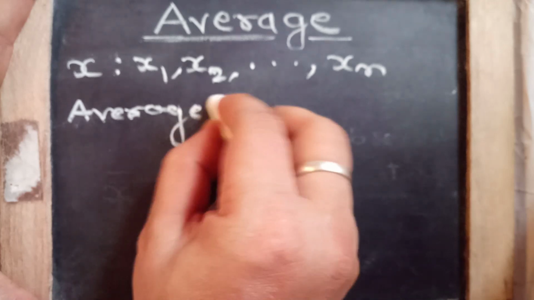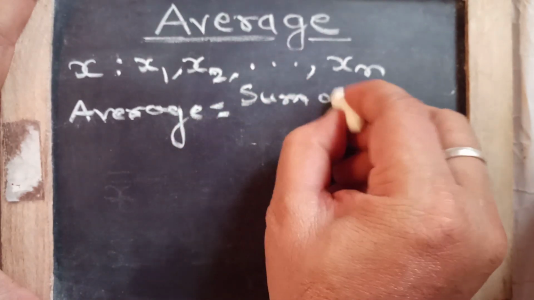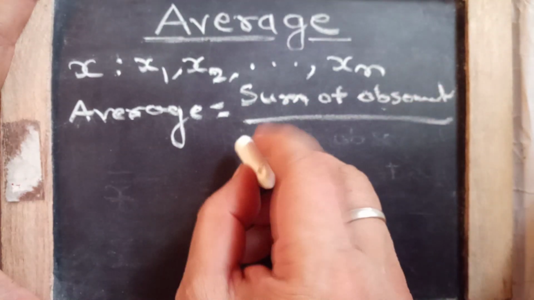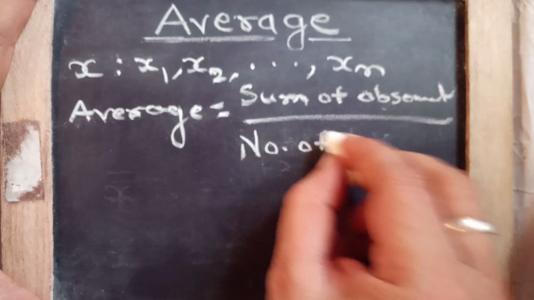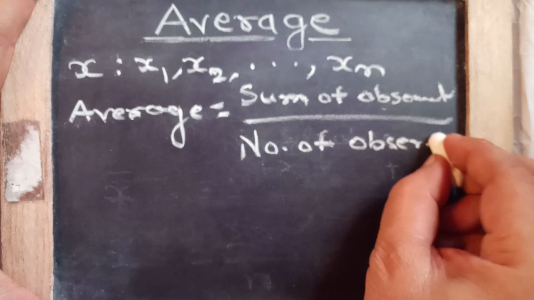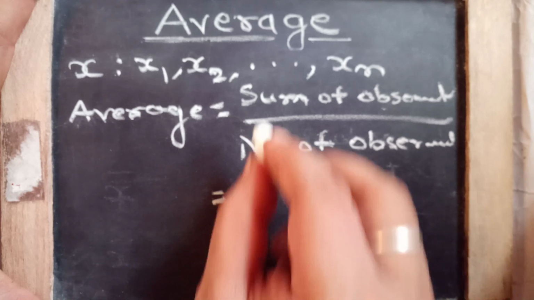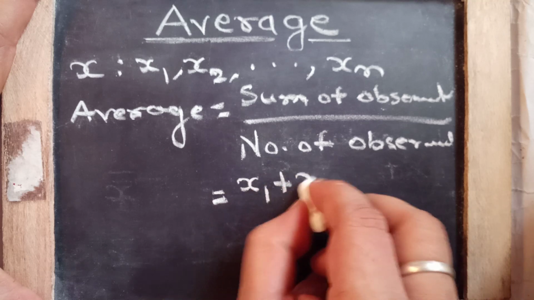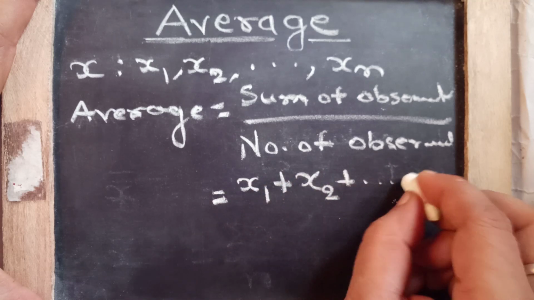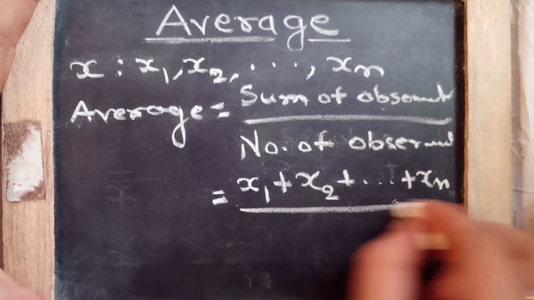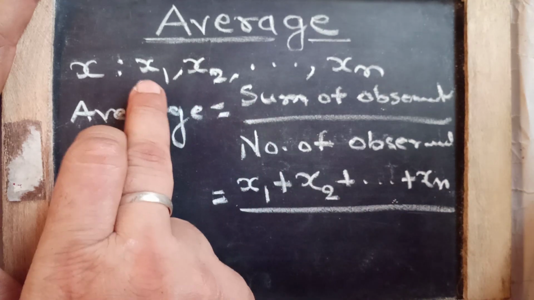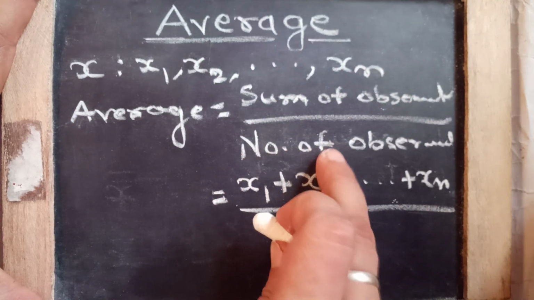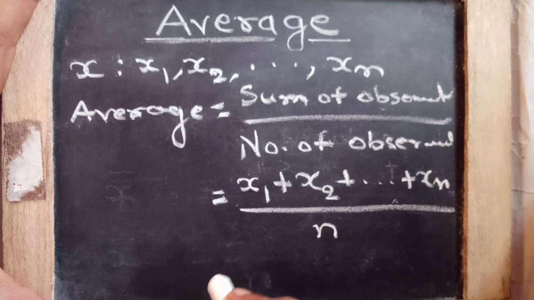The formula of average is: average equal to sum of observations upon number of observations. Hence, the sum of observations will be x1 plus x2 plus and so on xn, upon there are total n observations. Thus, the number of observations is n.